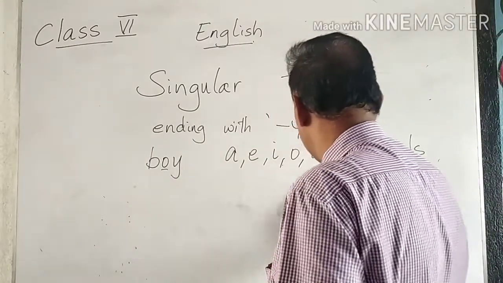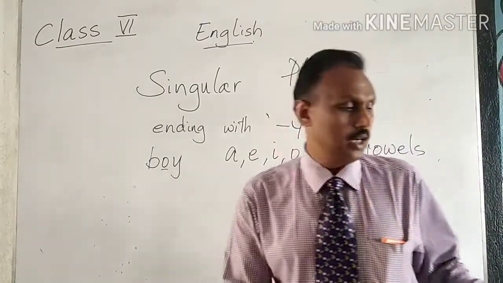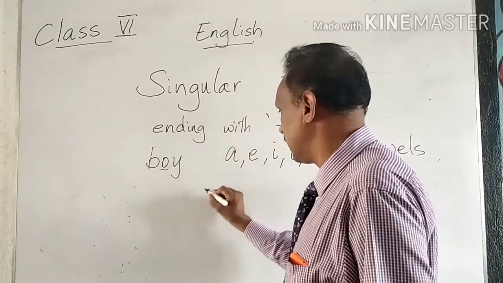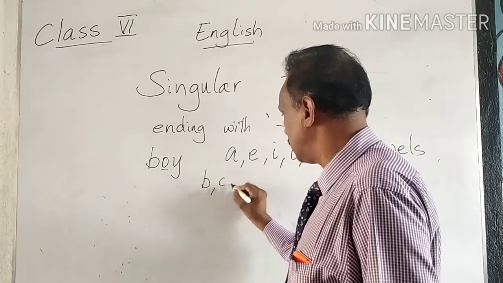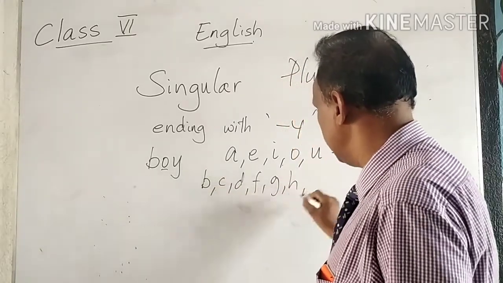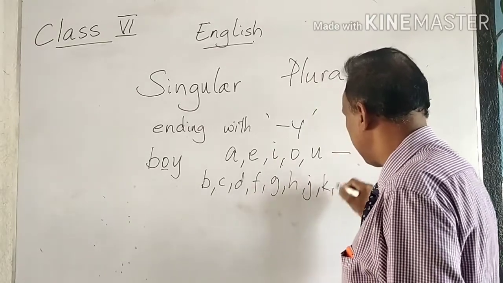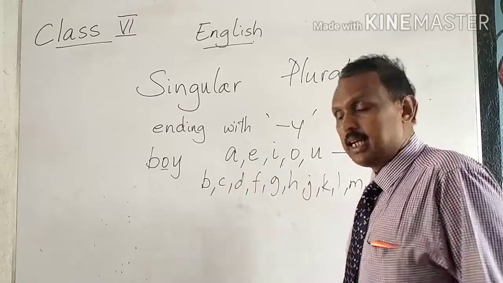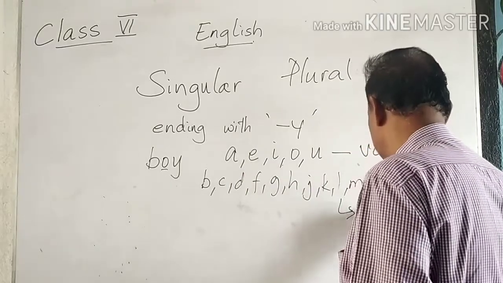So A, E, I, O, U are called the vowels and all other letters, like you see A comes as a vowel, B, C, D, F, G, H, then I is there, J, K, L, M, N, O is there. All other letters we call them as the consonants.